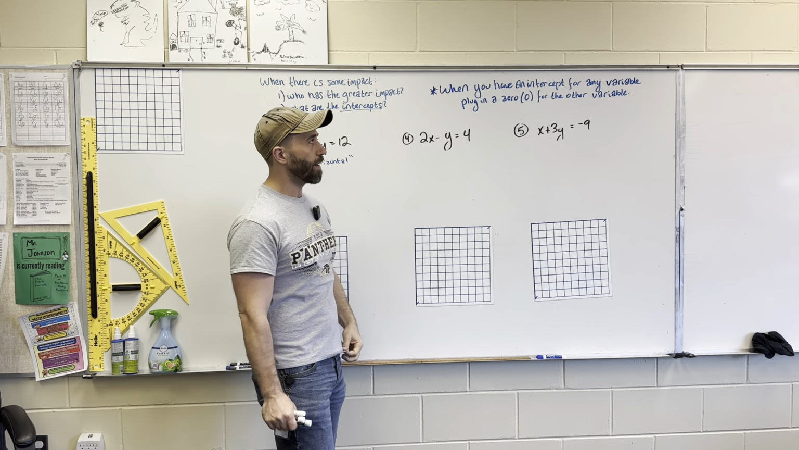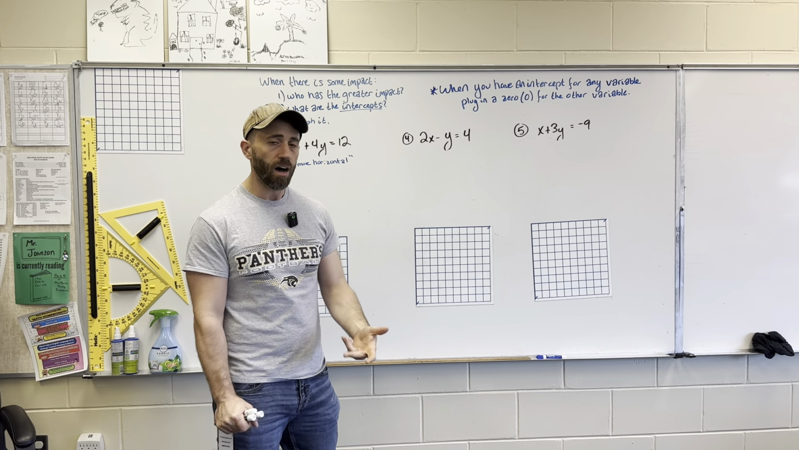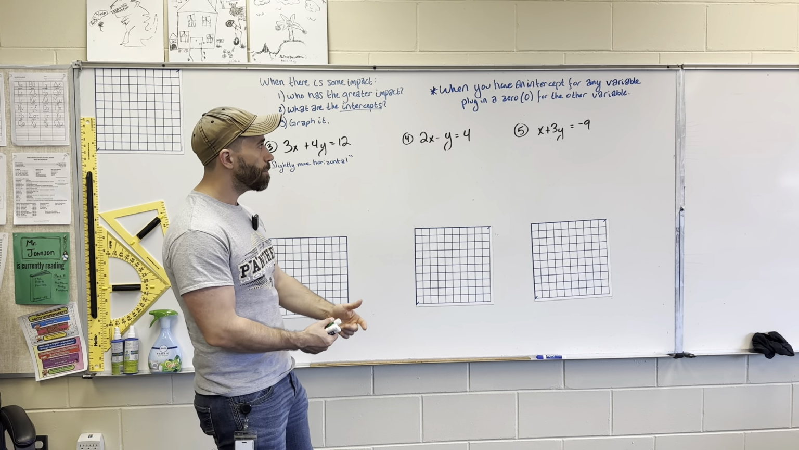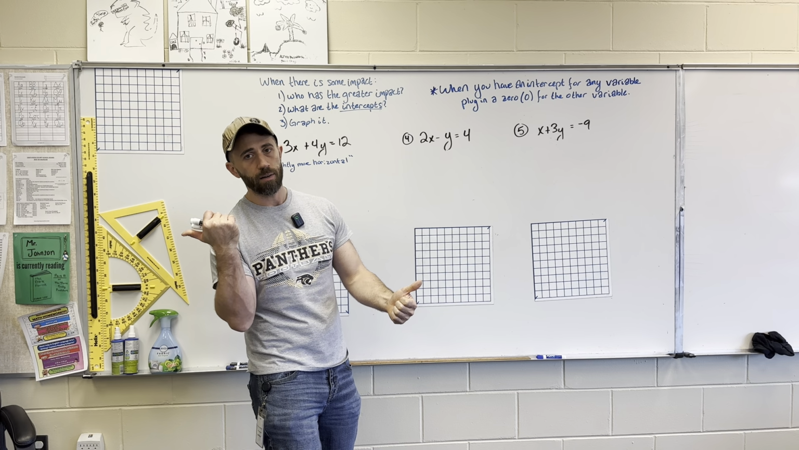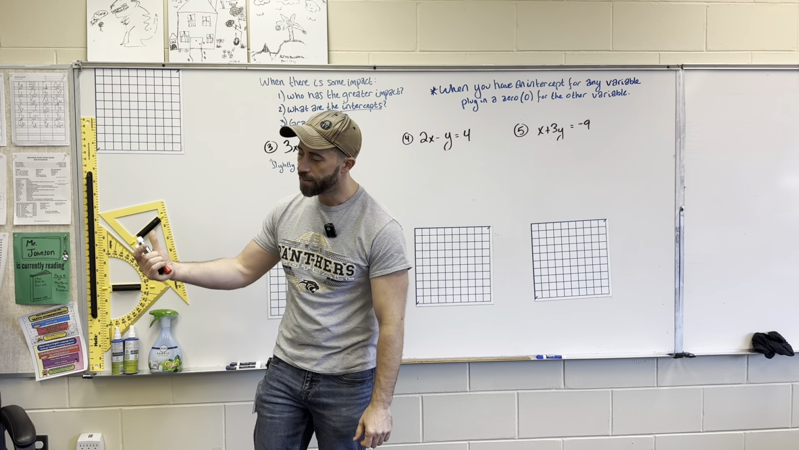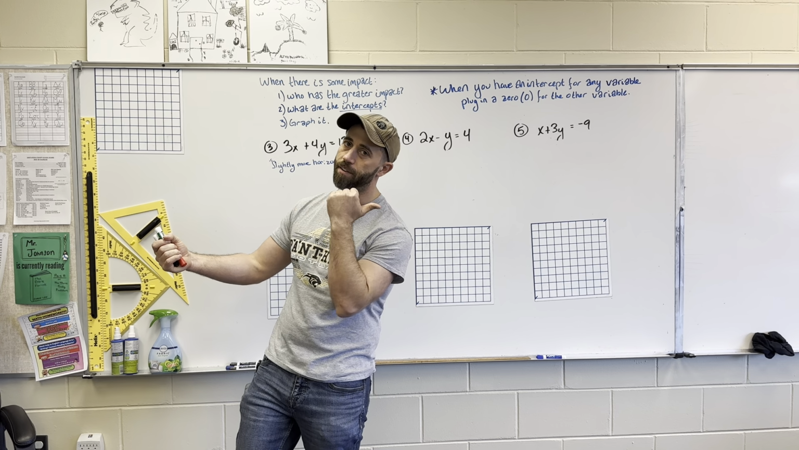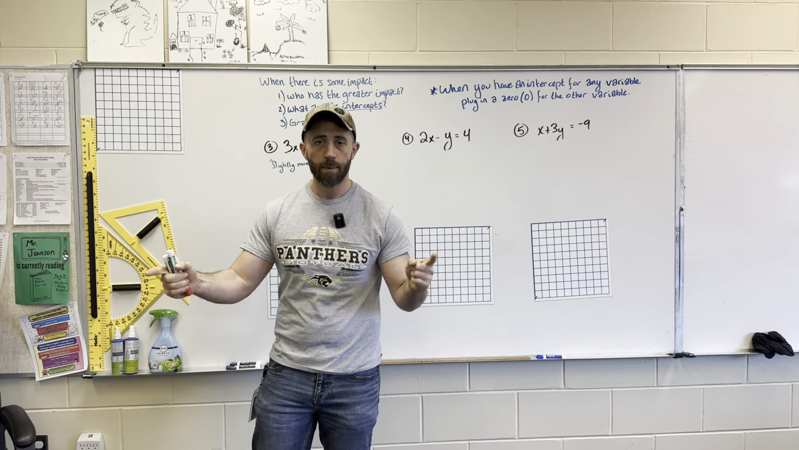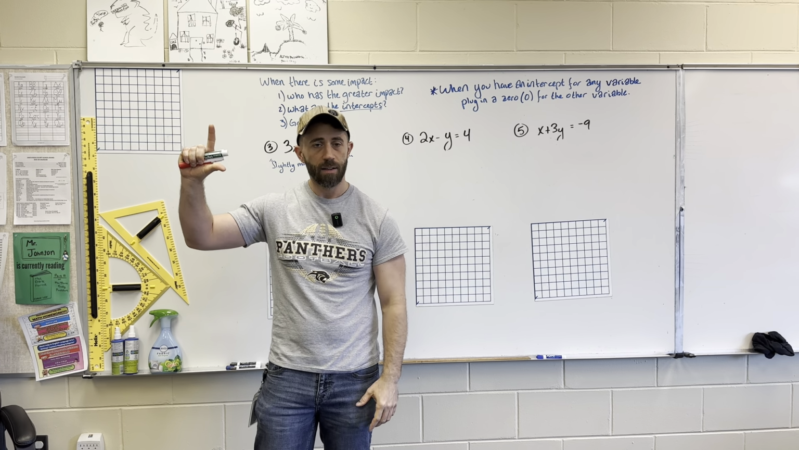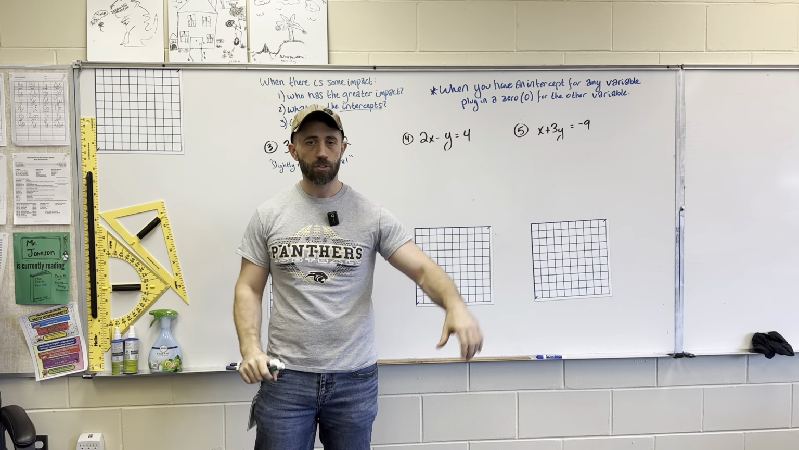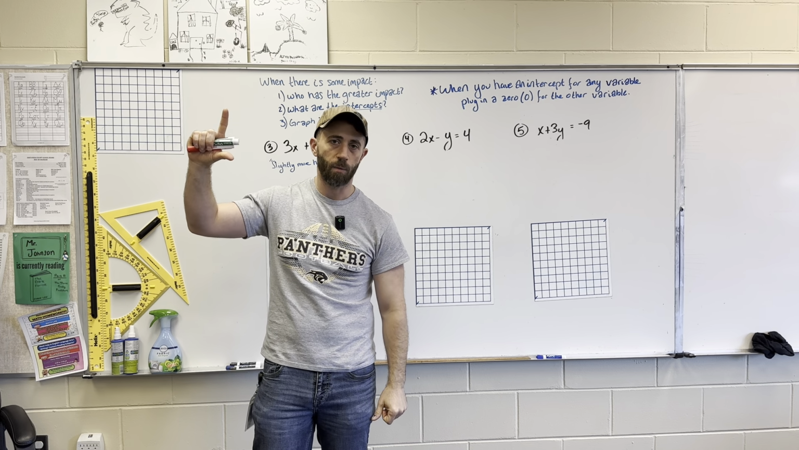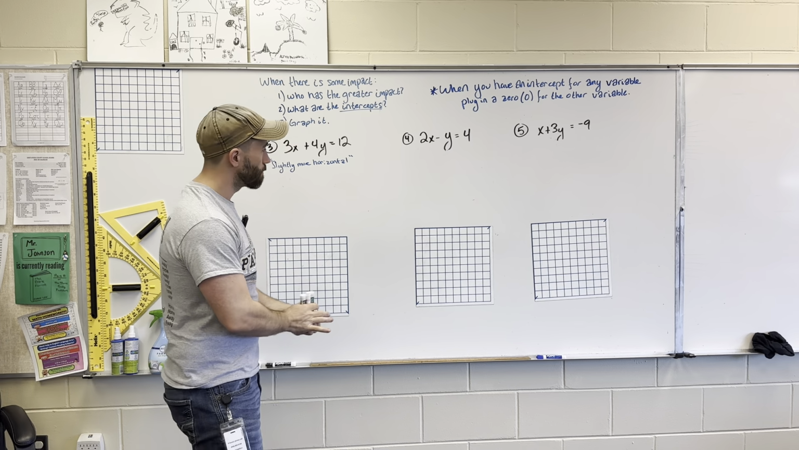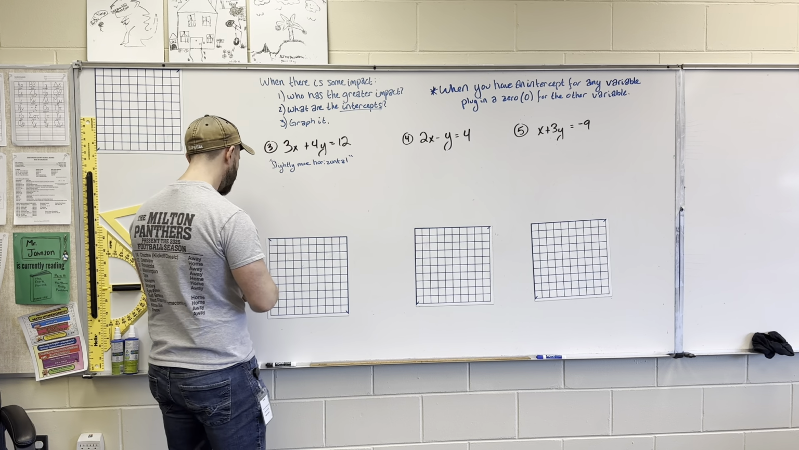When you have an intercept for any variable, plug in a 0 for the other variable. So if I'm plugging in an intercept for y, I plug in a 0 for the other one, x. If I'm finding an intercept for x, I plug in a 0 for the other one, y. No matter which variable I'm trying to find, plug in a 0 for the other one. Trying to find y, plug in a 0 for x. Trying to find x, plug in a 0 for y. That's it. Okay. And then we're going to graph it.